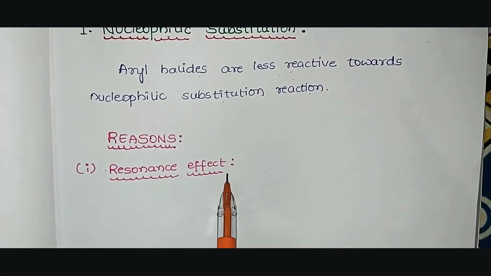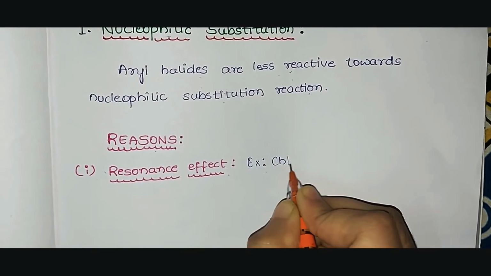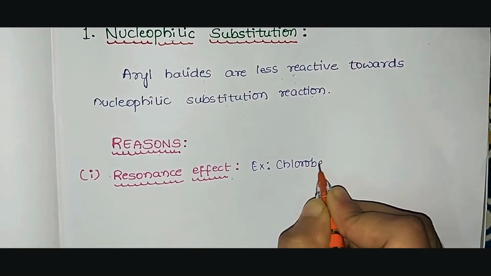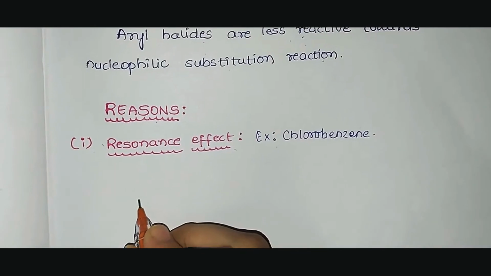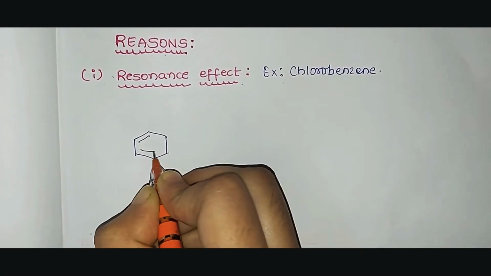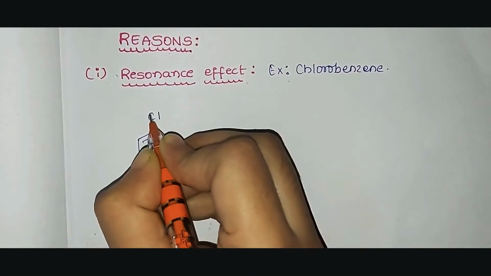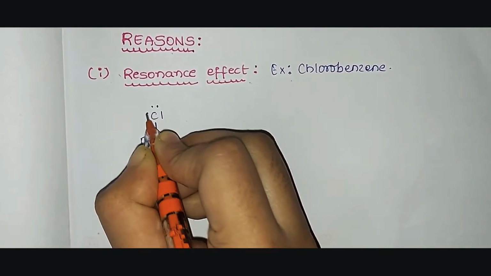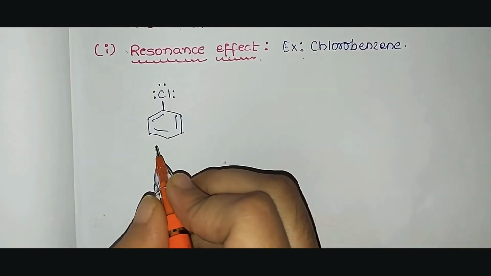The first is the resonance effect. We'll take one example to study this, which you have already studied in your first PU. We'll consider the example of chlorobenzene and write its structure. A benzene ring to which chlorine is attached, and chlorine has 7 electrons in its valence shell. We'll represent all 7 electrons: one is involved in the bond formation, and the remaining 3 pairs are on it.